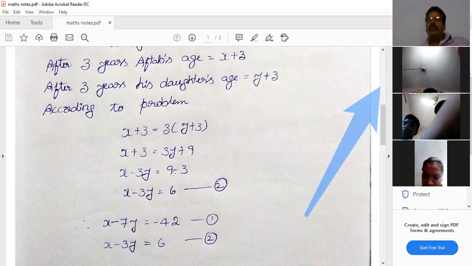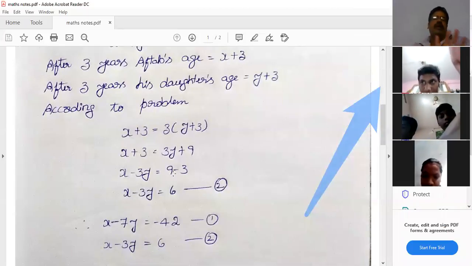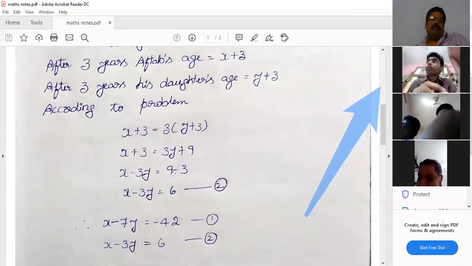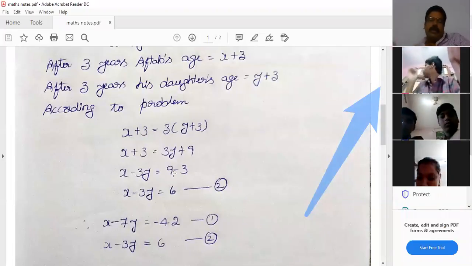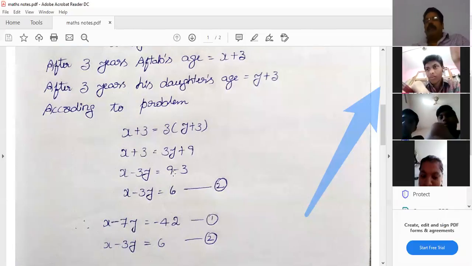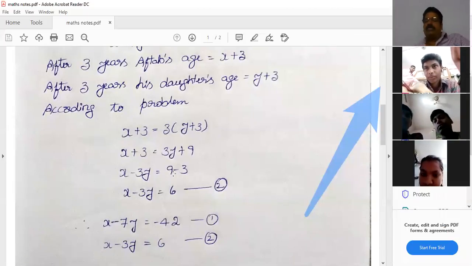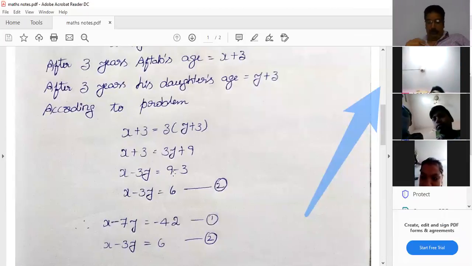The question told us to represent the situation algebraically, which means framing the pair of linear equations. Graphically, you can do it at home. You can draw the graphs for them. When you are drawing graphs, the solution points must be integers only, not rational numbers. Fractions should not appear, only integers. Try to get integers only when you are preparing the coordinates while drawing the graph.